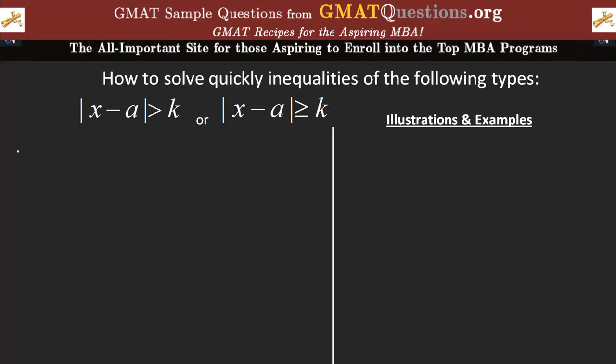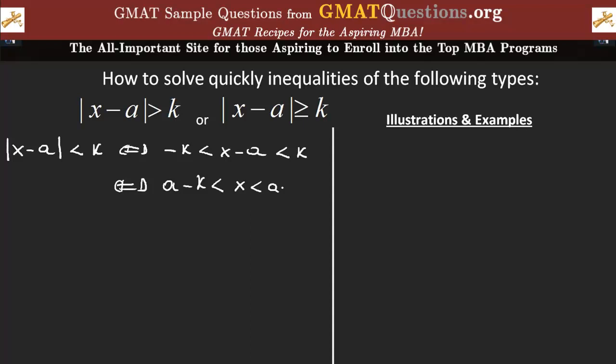If you remember, let me remind you, earlier we said that when the absolute value of x minus a is less than k, this is equivalent to negative k less than x minus a and less than k. We're going to use the same boundaries here, negative k and k. And by adding a, we end up having this solution: a minus k less than x less than a plus k. And so remember these two boundaries.